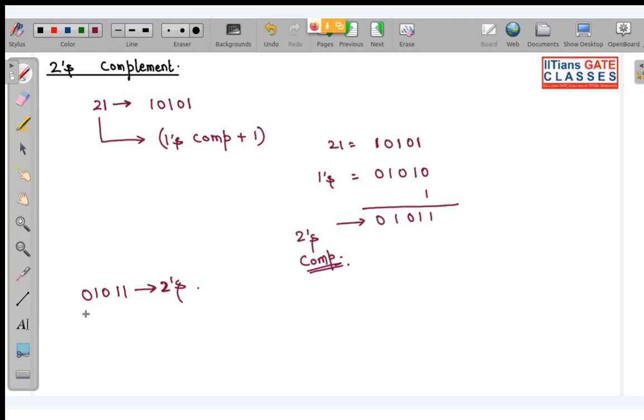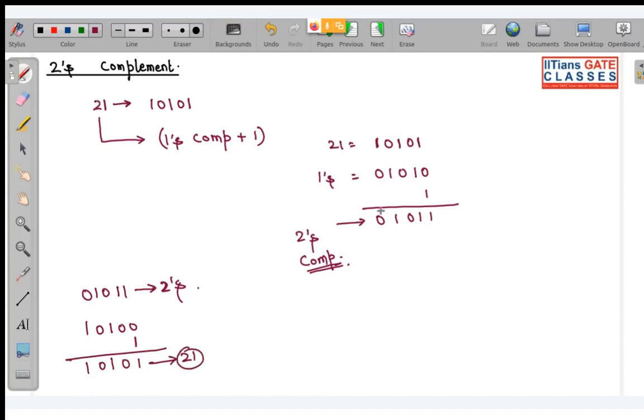What will you do? First thing, calculate one's complement. So first, if you calculate one's complement, this will be 1 0 1 0 0. Now to this add 1. So you will be getting 1 0 1 0 1. So again you can see this is 21.